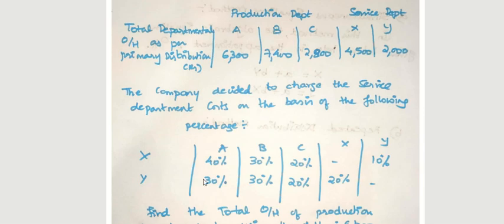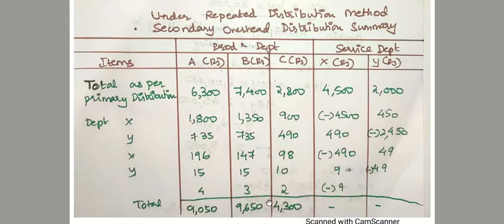That we will apportion based on 30, 30, 20 and 20. So you will get 15, 15, 10 and 9. Now you have your total. Now we will again apportion the 9 rupees to the other 3 departments, which are the production departments, leaving out Y, because Y is bringing out nil figures. You will have 4, 3 and 2.